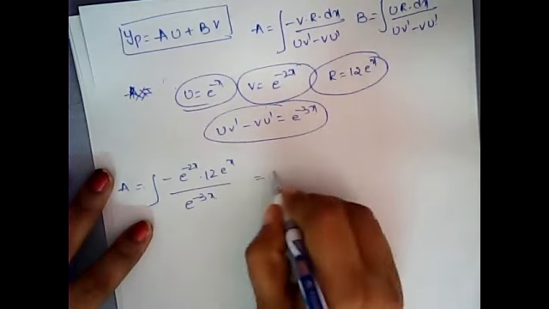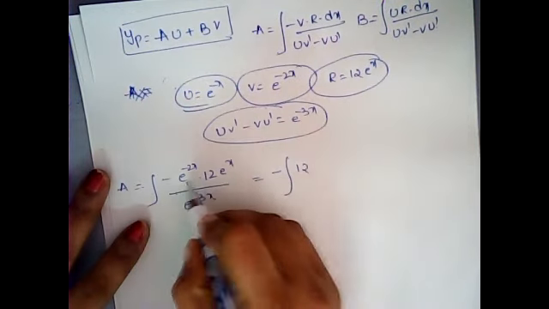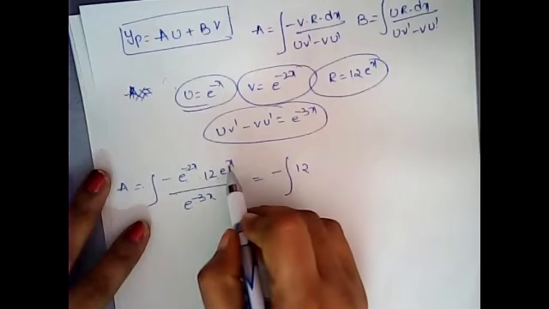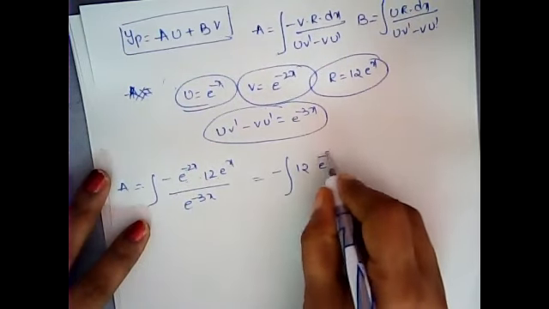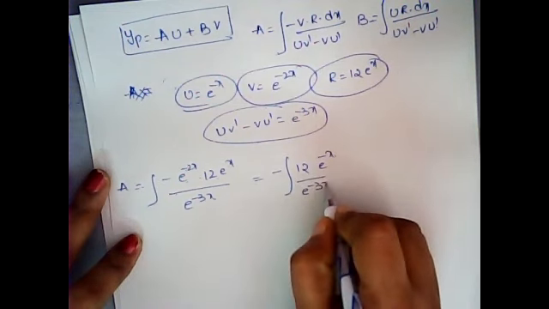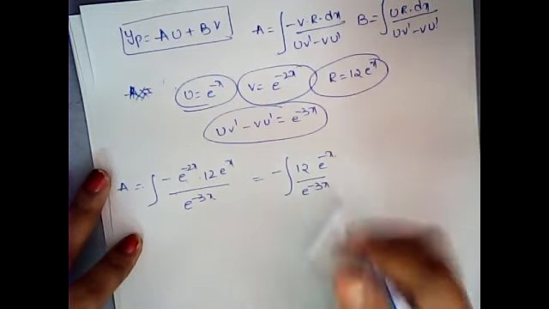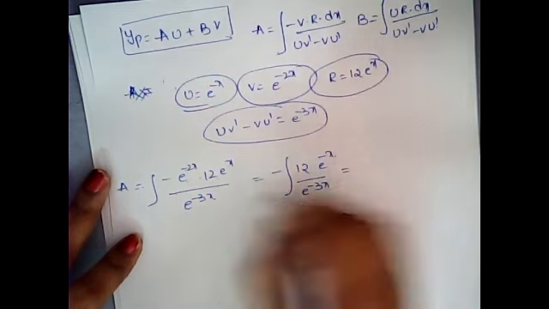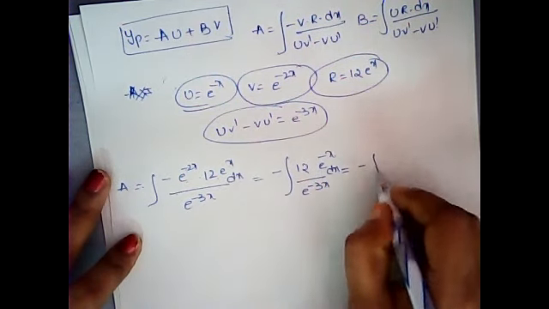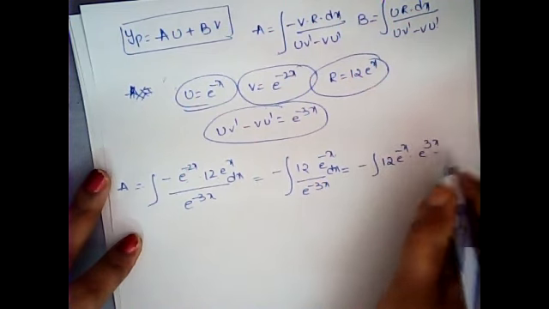Taking minus out of the integration here, now 12 into, when the bases are equal, we need to add the powers, right? So add the powers here: minus 2 plus 1 means I will be getting minus 1, which is e power minus x by e power minus 3x. When I take the denominator term to the numerator, the negative sign will become positive. So which will be minus integration of 12 e power minus x into e power 3x, into dx.